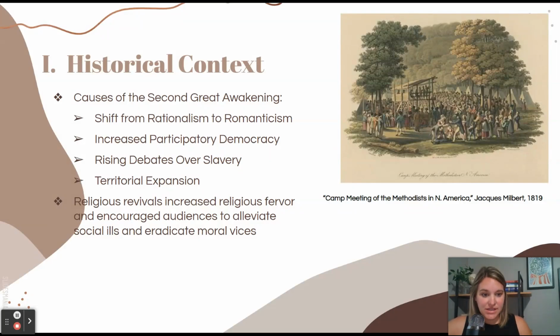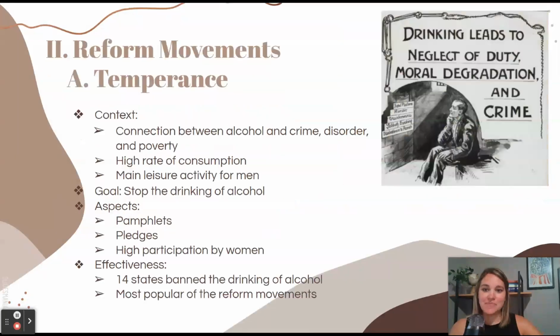There's various things like rising debates over slavery and territorial expansion, lots of things that are causing people to shift their thinking and become more religious. And as they become more religious, they're listening to the ministers as they talk about how they should be alleviating social ills and eradicating moral vices. Basically, it's not enough just to go to church, you have to actually act like a good person as well. That's how I think about the Second Great Awakening and how it leads to the reform movements.